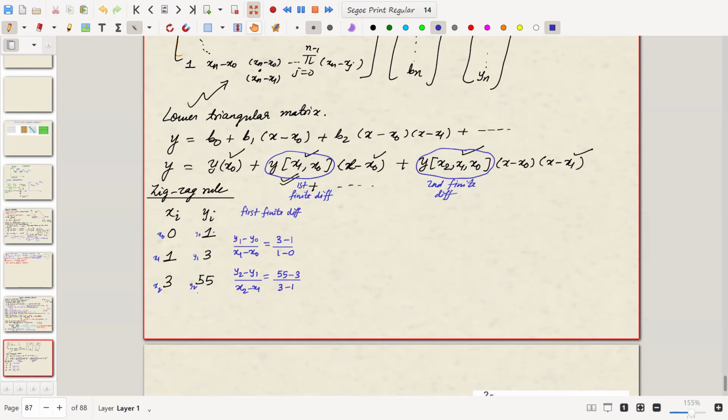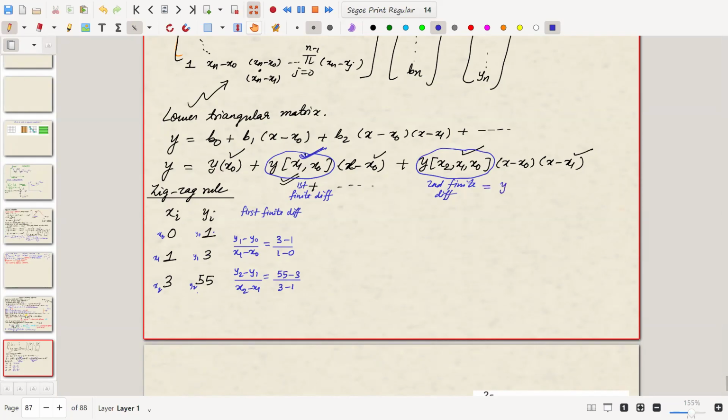After that, what you compute? So you know this guy now. Do you know y of x1 minus x0 now? You know. Then what you want to compute next? Yes, exactly. You need now next is y of x2, x1, x0. That is the second finite difference. What is the second finite difference formula?